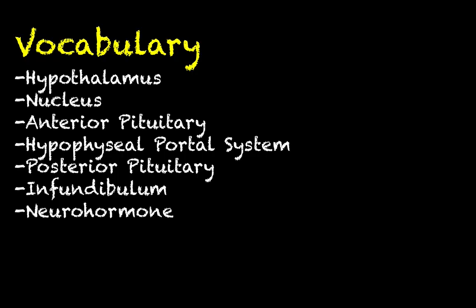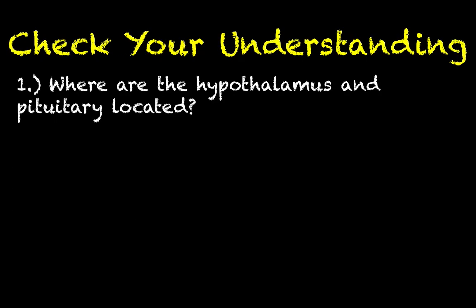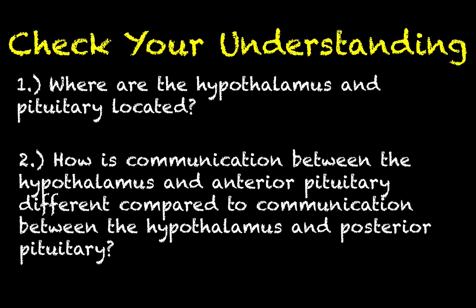Okay, here is a list of vocabulary terms you probably ought to be aware of. And then for checking your understanding, number 1, where are the hypothalamus and pituitary located? Pretty important to understand. And number 2, how is communication between the hypothalamus and the 2 different lobes distinct from one another? So it's really, really important that you have a good understanding of how and why it has to be different when the hypothalamus sends a message to the anterior side versus when it sends a message through the posterior side.